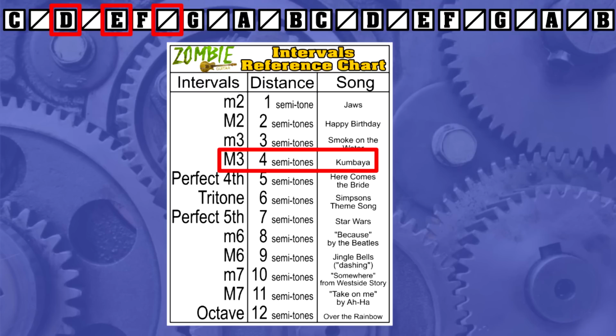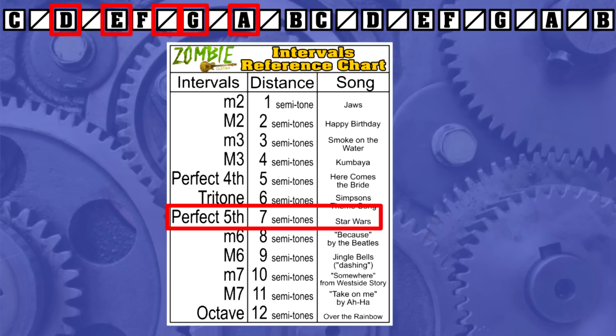The next note is a perfect fourth above the root, which is 5 semitones. So you can think of Here Comes the Bride. So this part of it. That's what a perfect fourth sounds like. So then the next note is a perfect fifth above the root, which is 7 semitones. So that sounds like this. So you can kind of think of that. That's the Star Wars theme song. That's what a perfect fifth sounds like.